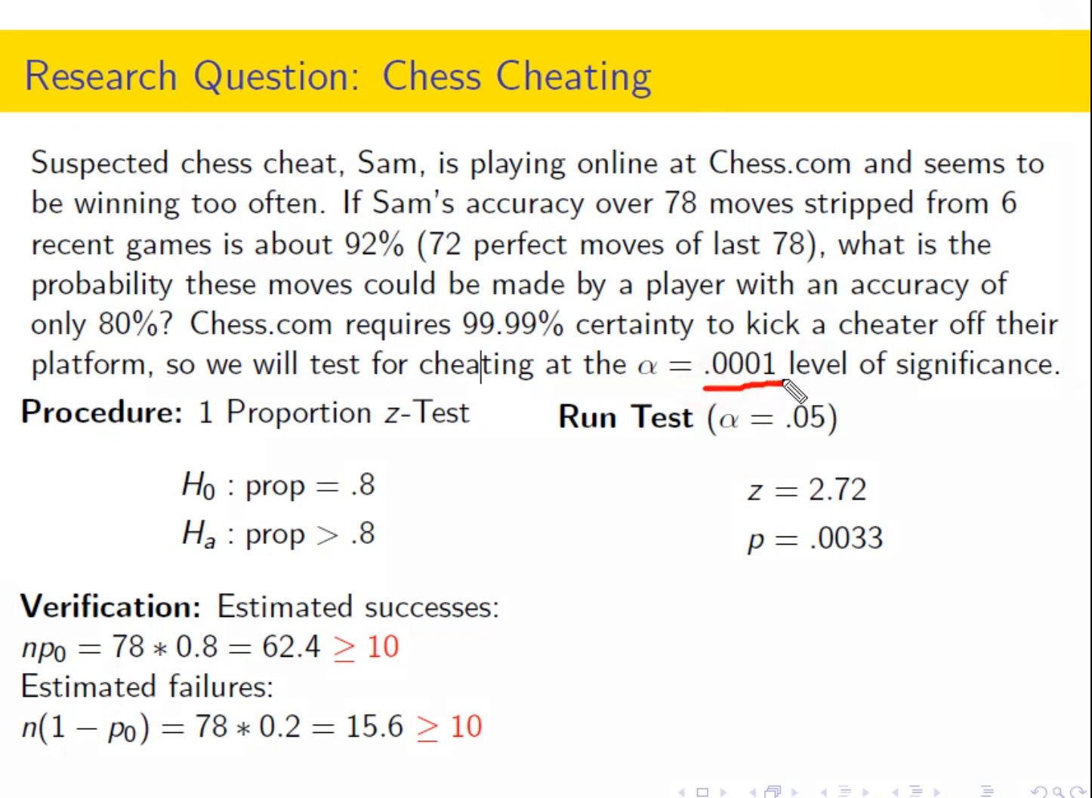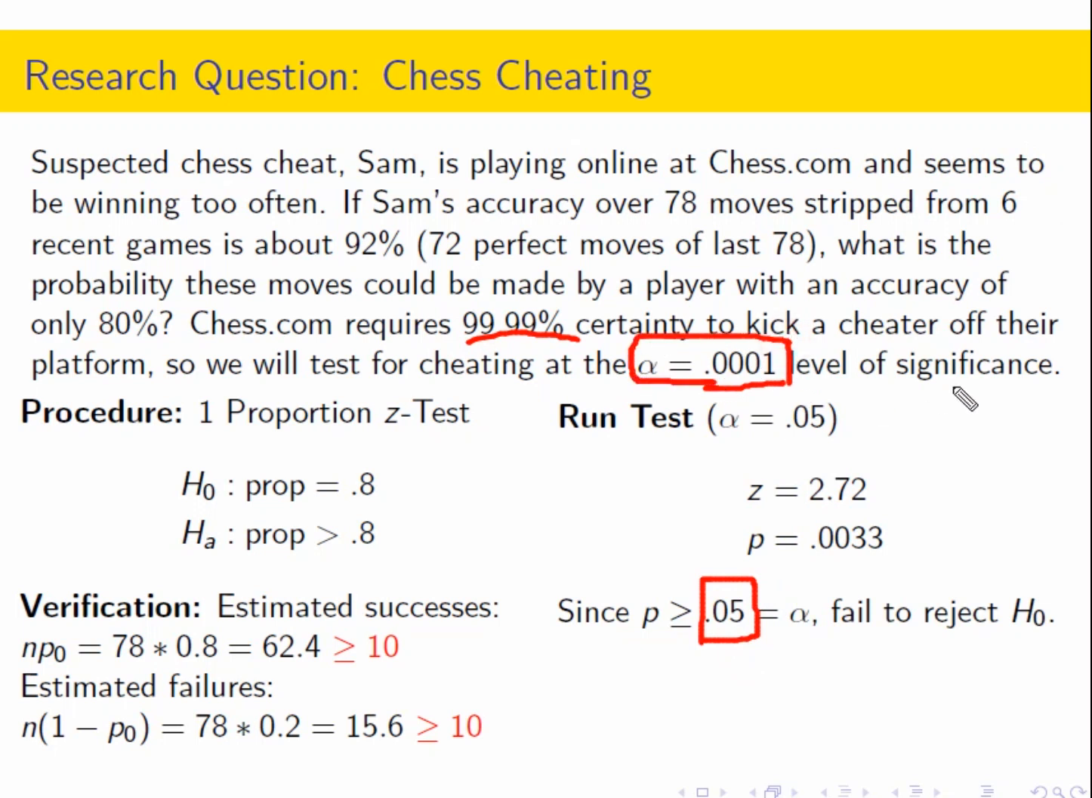right? And notice that we were using such a strict requirement to kick this person off. We don't actually have enough evidence. And here we would actually fail to reject the null. And this is wrong. I'm sorry. I'll fix that before I put the notes out. So since our p is actually less than 0.05, but it's greater than our actual alpha. Sorry about that. Typo on the slide.